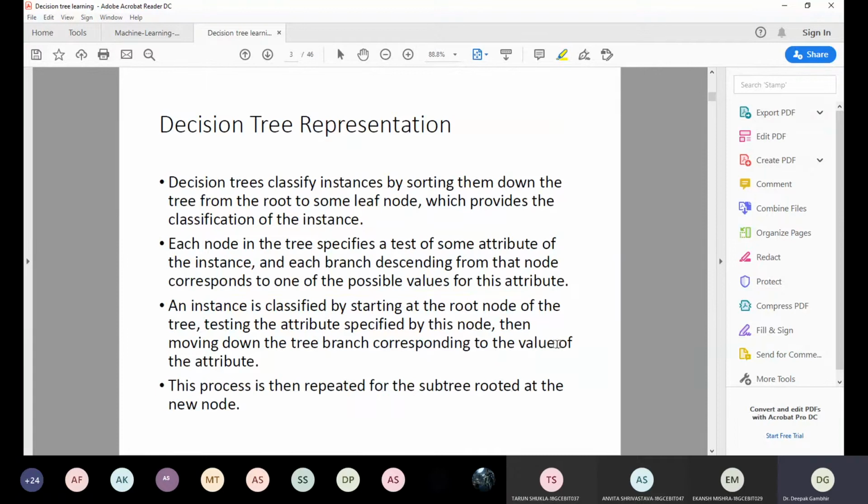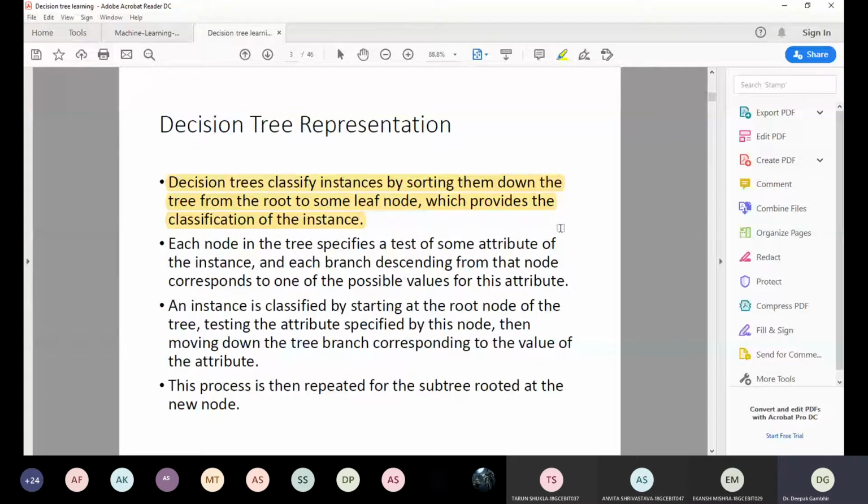How is a decision tree basically represented? A decision tree classifies instances by sorting them down the tree from the root to some leaf node, which provides the classification of the instance. We start from the root node and track down the tree until some leaf node, and that provides the classification for that instance.